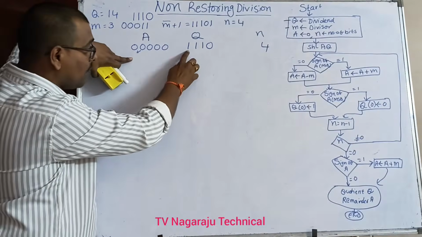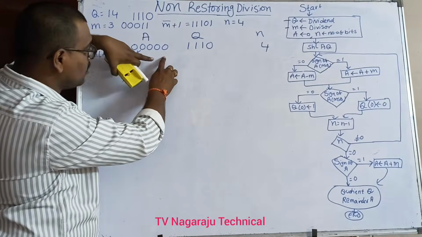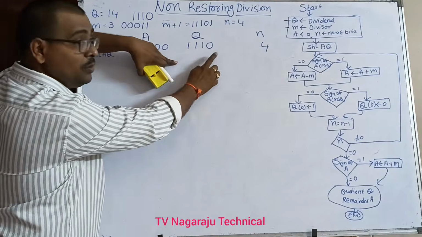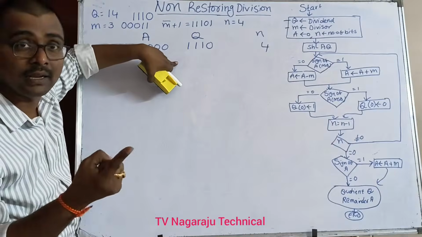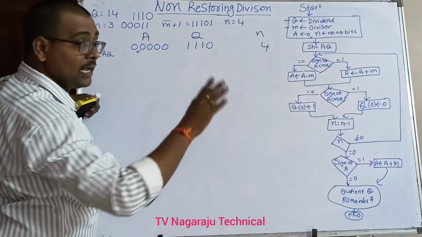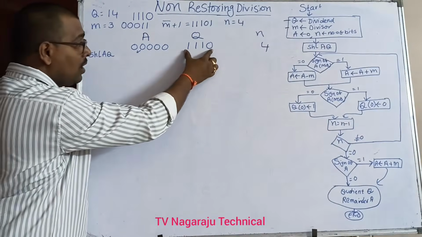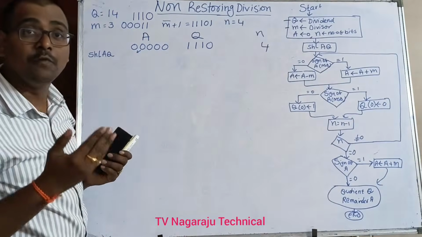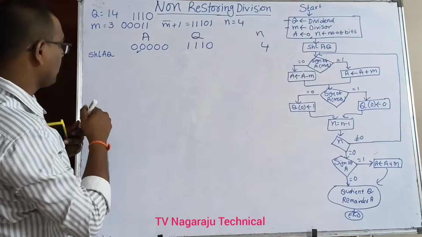In each iteration, one bit of the dividend is moved to A and compared with the divisor, and the last bit is filled with the answer. That is, we have 4 bits. In 4 iterations, all the 4 bits are moved to A and all the 4 bits are filled with the quotient. We will check one by one.